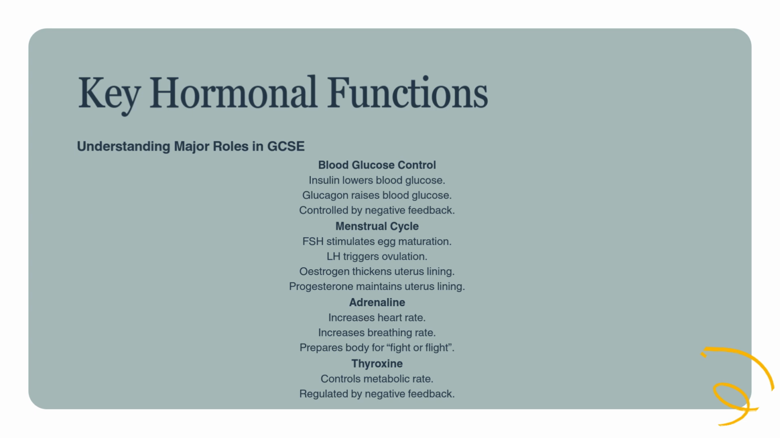Now the third thing is adrenaline. Adrenaline prepares the body for fight or flight. So it increases heart rate, breathing rate, blood flow, and blood glucose. The fourth one is thyroxine. It controls metabolic rate. It is regulated by negative feedback involving the pituitary gland. So in your exam, we need to ensure that we talk about the stimulus, the hormone released, its effect, and the return to normal level.